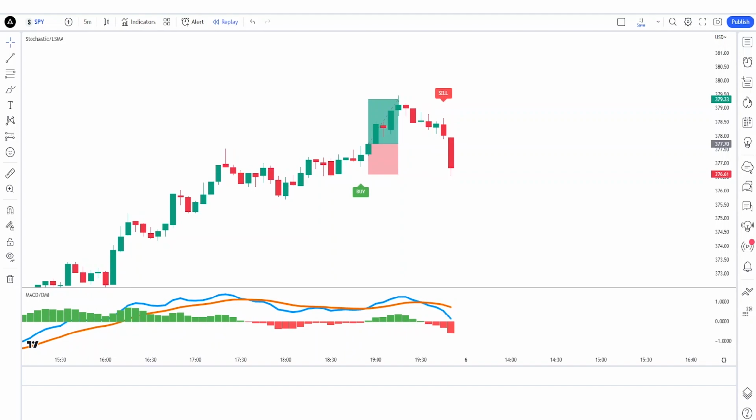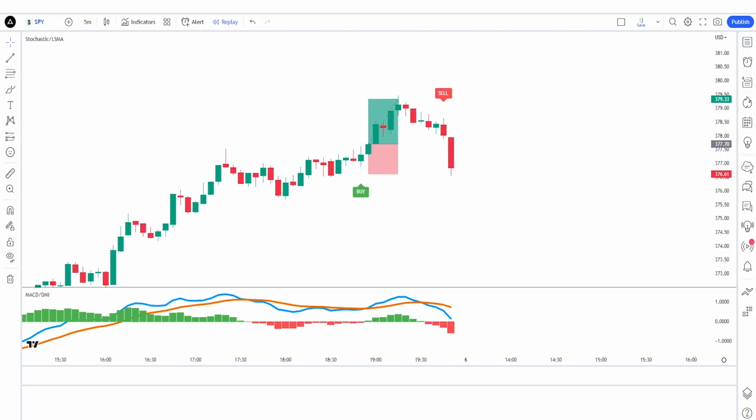In order to enter a short trade, we must follow 4 short trade conditions, which are basically 4 long trade conditions, but reversed. Let me explain. First, the stochastic LSMA indicator must generate a sell signal. Second, there must be a bearish candle present ahead of our sell signal.